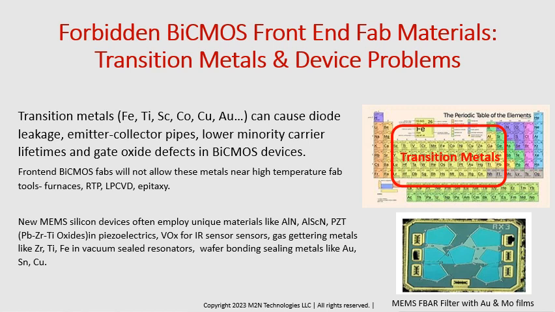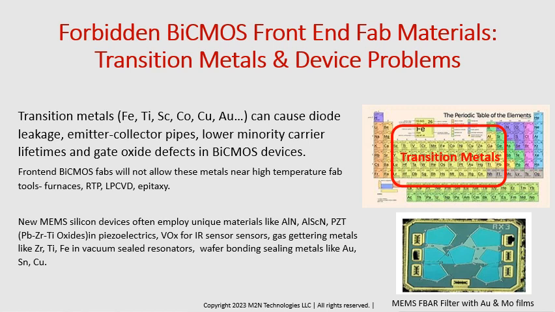Now, most BiCMOS front-end fabs forbid the use of transition metals as metallic layers. They're basically restricted to the back-end fabs. Transition metals were noted in the 1960s to cause emitter-collector pipes in bipolar transistors, diode leakage, low minority carrier lifetime, and then in the area of CMOS devices, we saw them causing gate oxide defects.